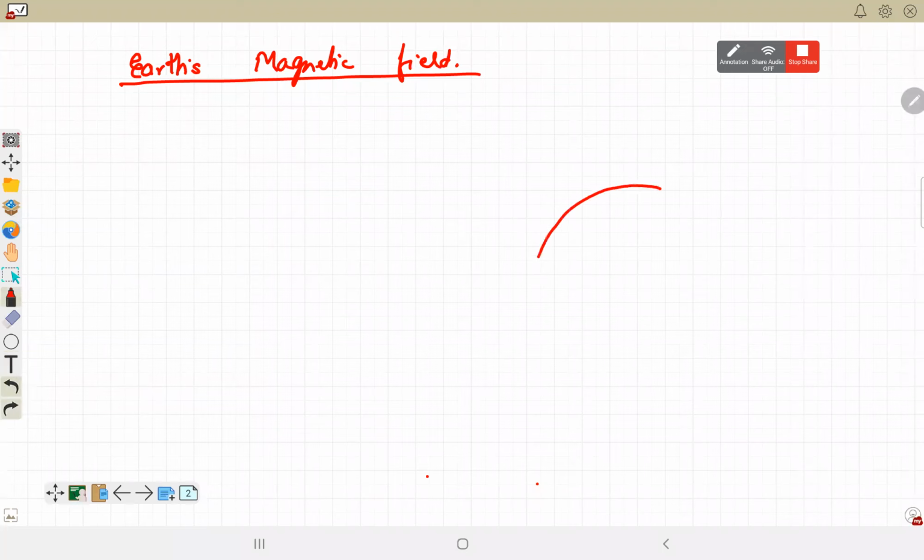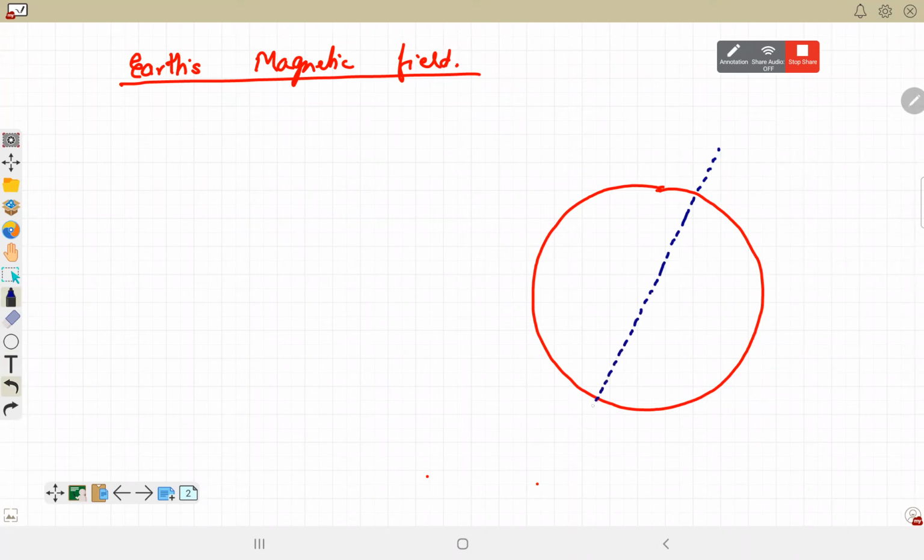If we assume Earth to be a spherical shape, though it's not a perfect sphere, Earth is rotating on its axis, which is called the geographic axis. On that geographic axis, we didn't discuss the elements of Earth's magnetic field, right?